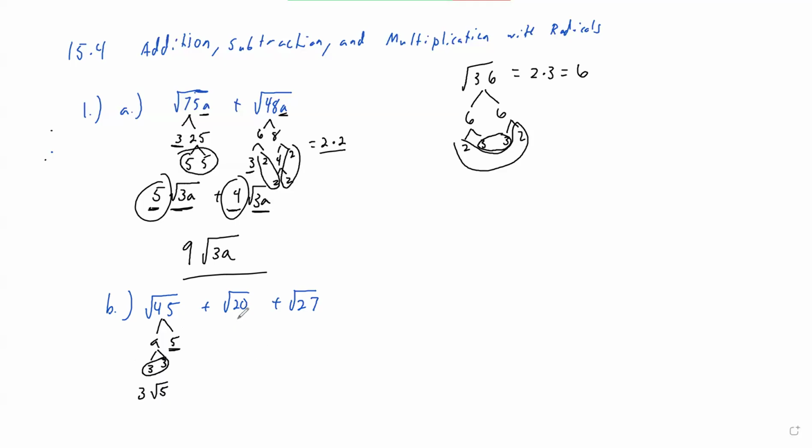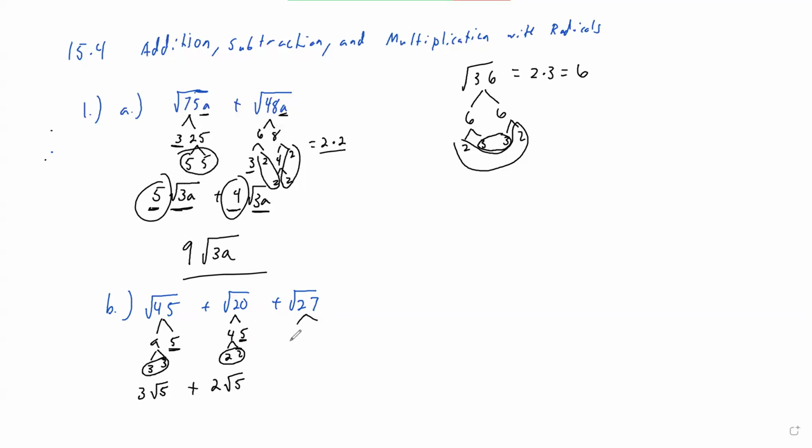And then we're going to do the same thing with the 20. Two things that multiply to 20. What two things multiply to 4? 2 and 2. I'm going to bring that plus sign down because that's part of the operation. But then what can I group up? 2s. Then it becomes 1, 2. And I have a leftover of 5.